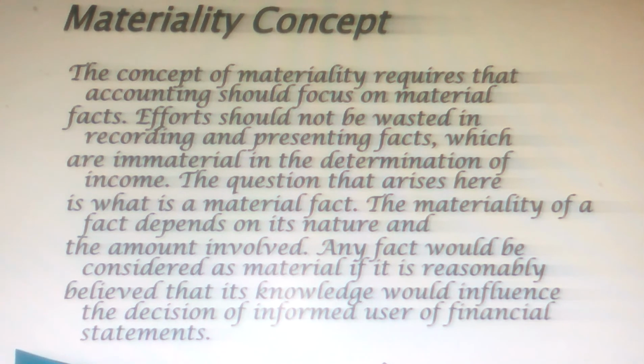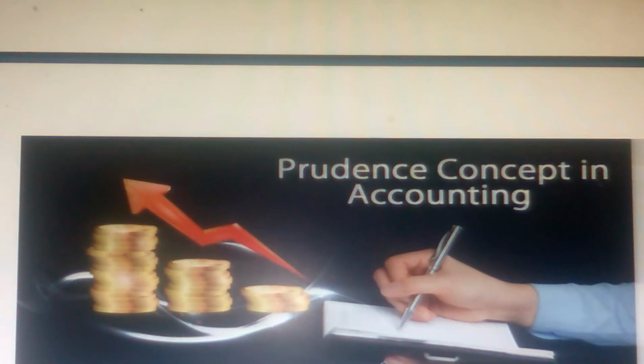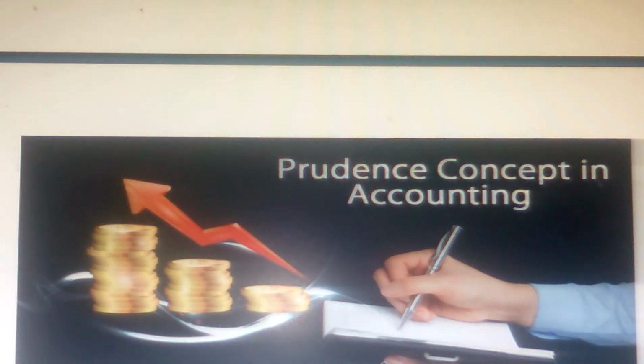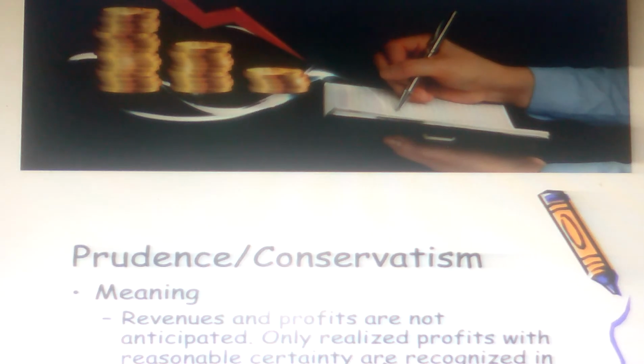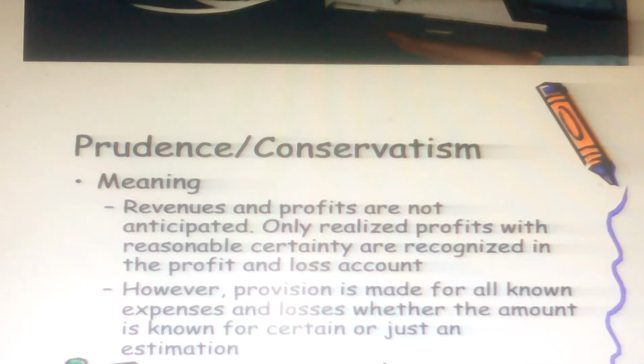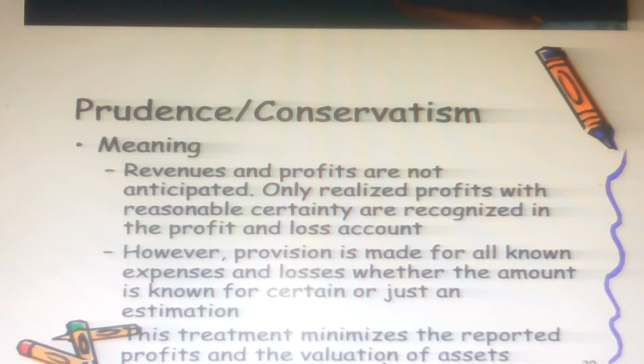Okay. Then a very important one, the prudence concept in accounting. A concept called prudence or conservatism concept. It's a very, very important one. The revenues and profits are not anticipated, correct. Only realized profits with reasonable certainty are recognized in the profit and loss account. However, provision is made for all known expenses and losses, whether the amount is known for certain or an estimation. So this treatment minimizes the reported profits and the valuation of assets.